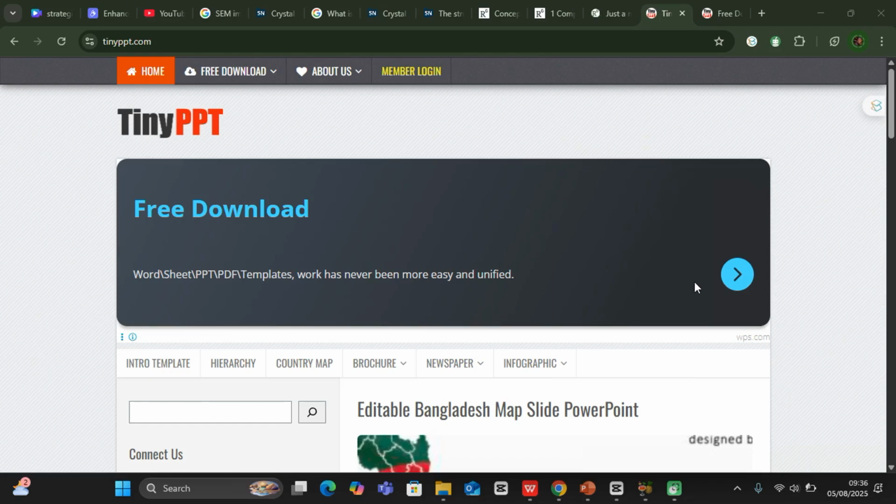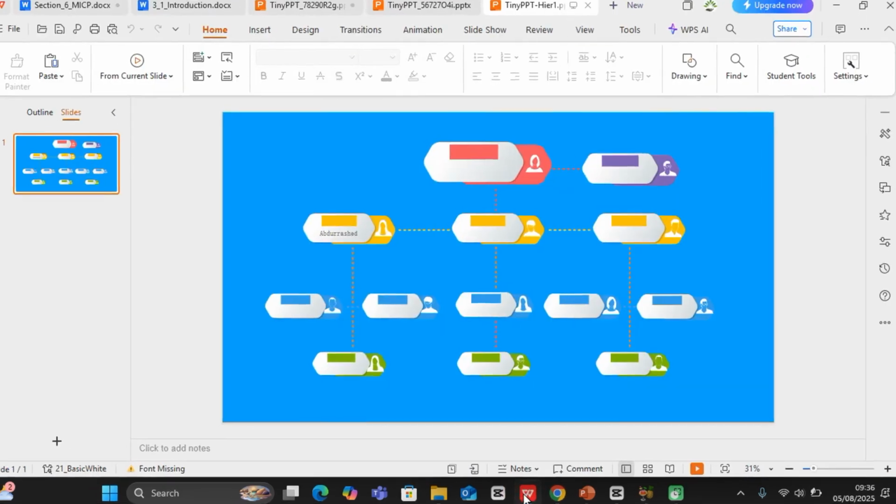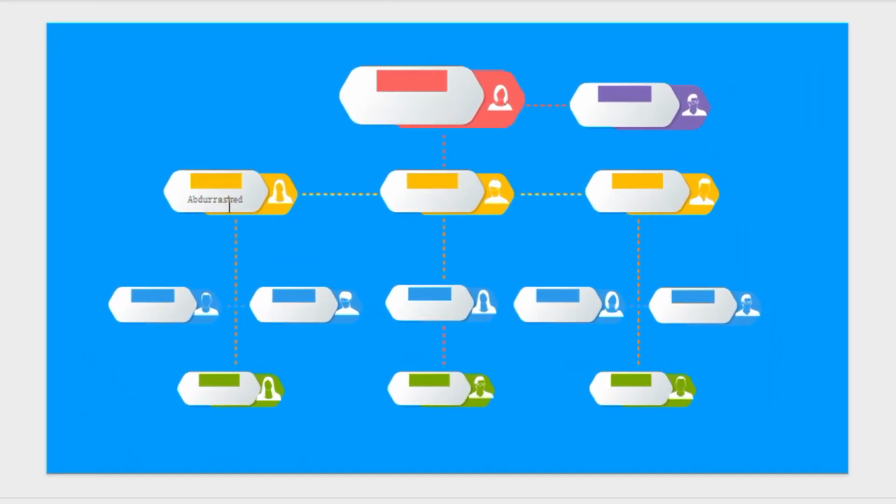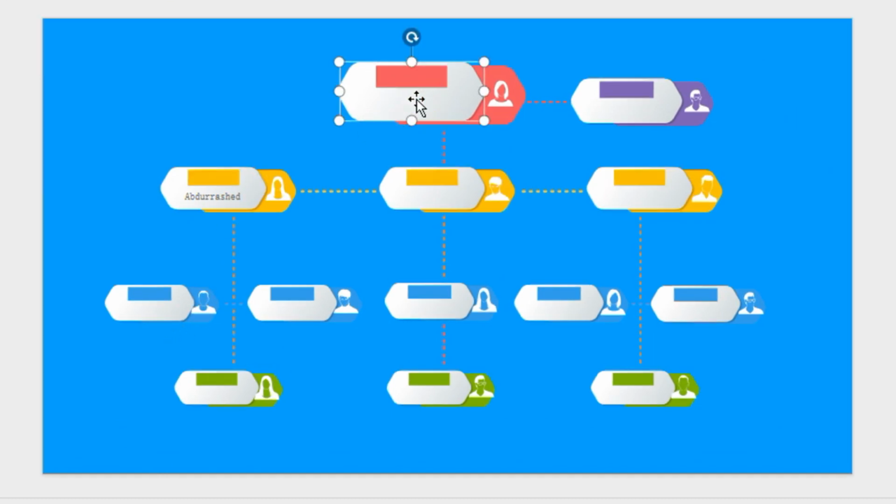In this video, I'm going to show you how to use TinyPPT to download different kinds of hierarchy templates that you can use for your organizational charts and so on. Take a look at this one. This is a sample organizational chart or flow chart containing names of people. You can always add different names, brands, and images of people to create this kind of organizational chart.